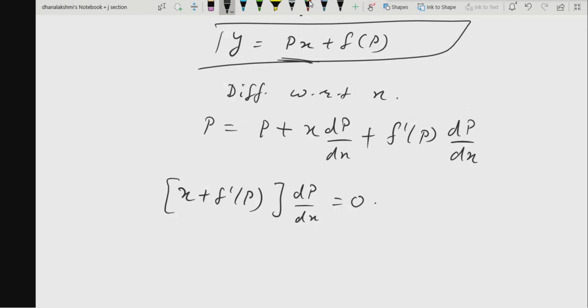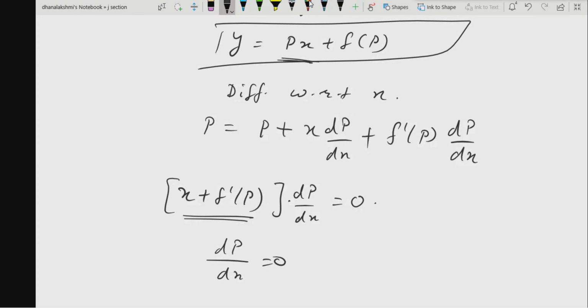Now again you have two factors here. One of the factors is x plus f dash of p, and the other factor is dp by dx. Which factor will you choose here to be 0? If you choose x plus f dash of p, it does not contain any derivative of p, so you will get only the singular solution. To get a particular solution, we have to choose dp by dx is equal to 0, na?